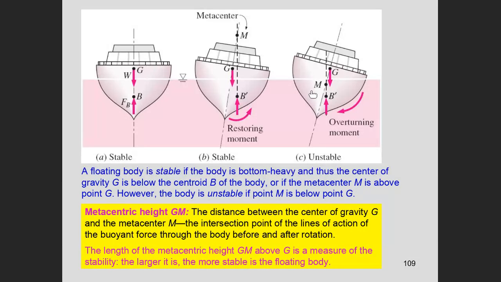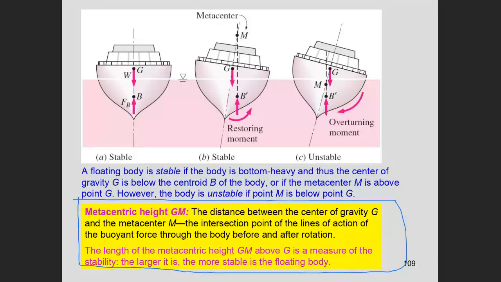So basically, gentlemen, our criteria is the metacentric height, and there are three definitions here. Please pay attention to them. What is the definition of the metacentric height? GM, the distance between M and G, or GM.